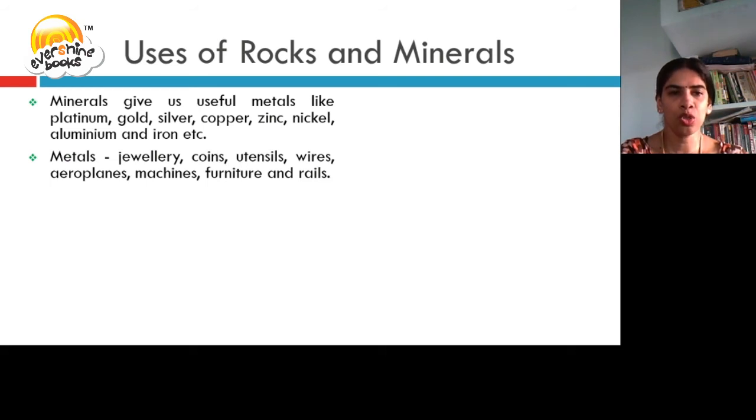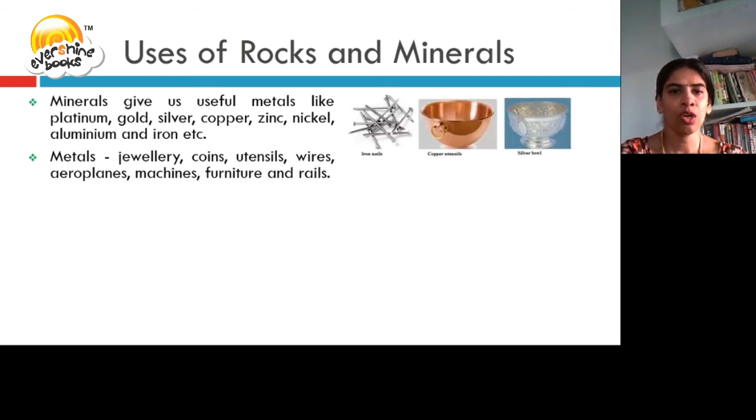Metals are used to form jewelry, coins, utensils, wires, aeroplanes, machines, furniture, and rails. We can see the tracks or the chains are made up of iron, while copper and silver can be made as utensils. Coins are also made up of silver, gold, bronze, etc.